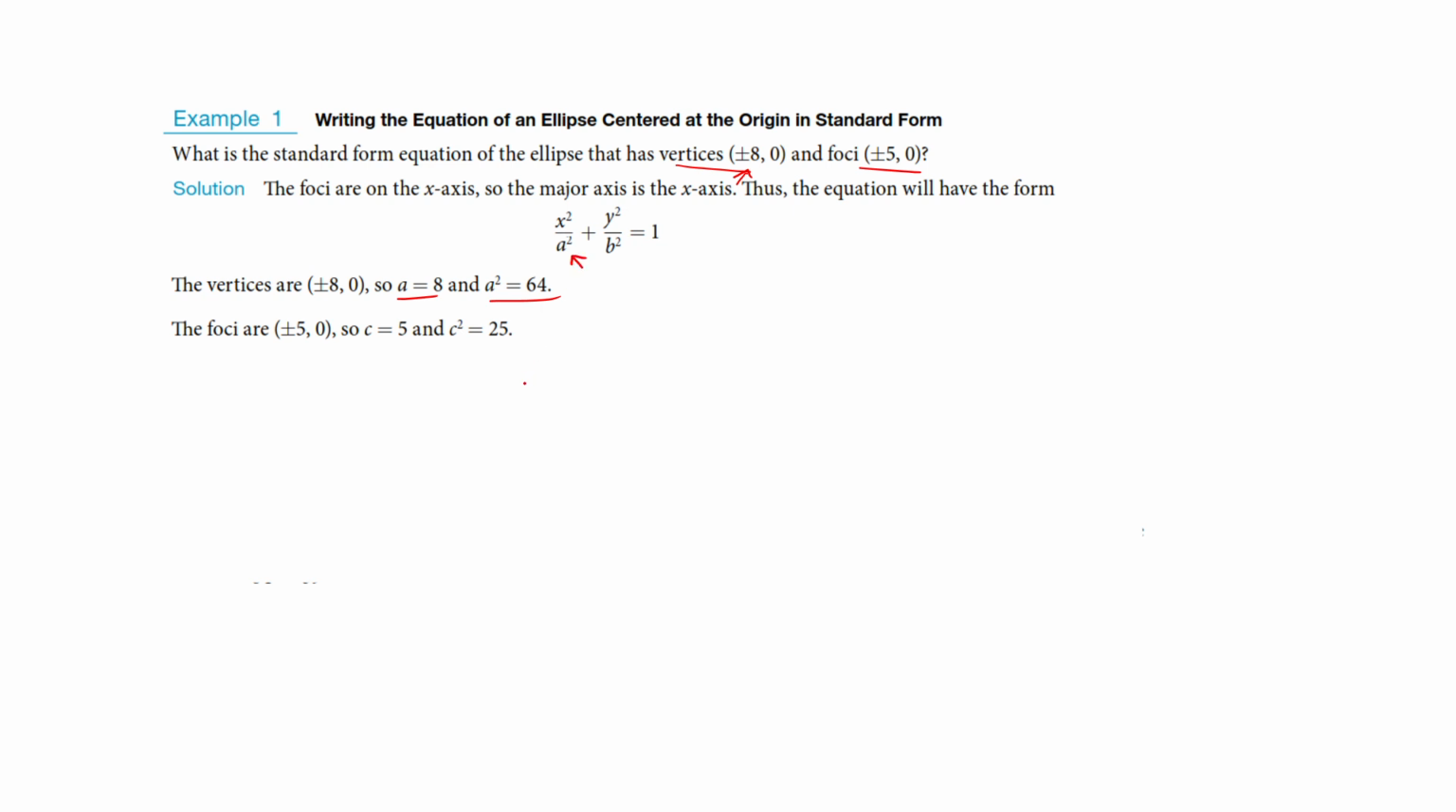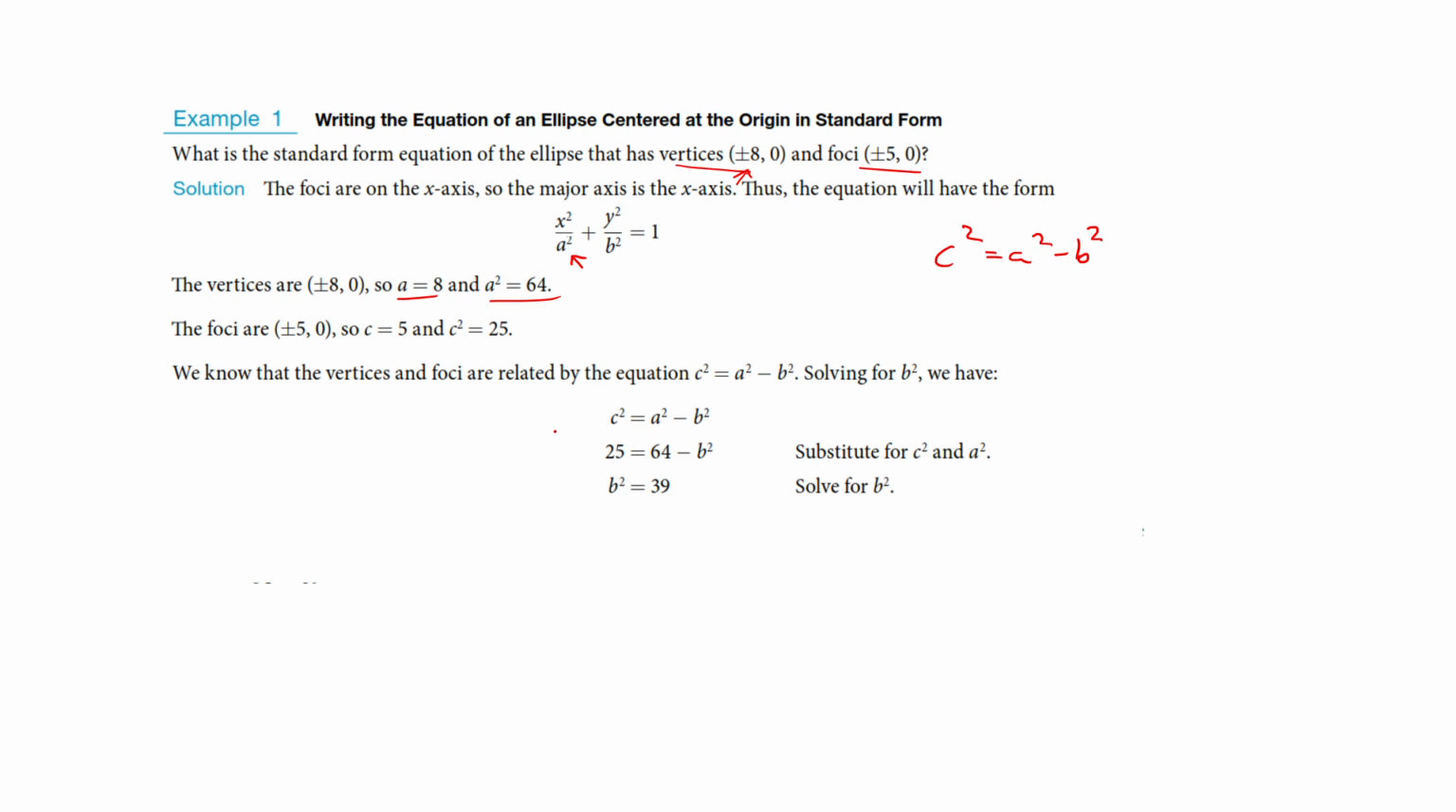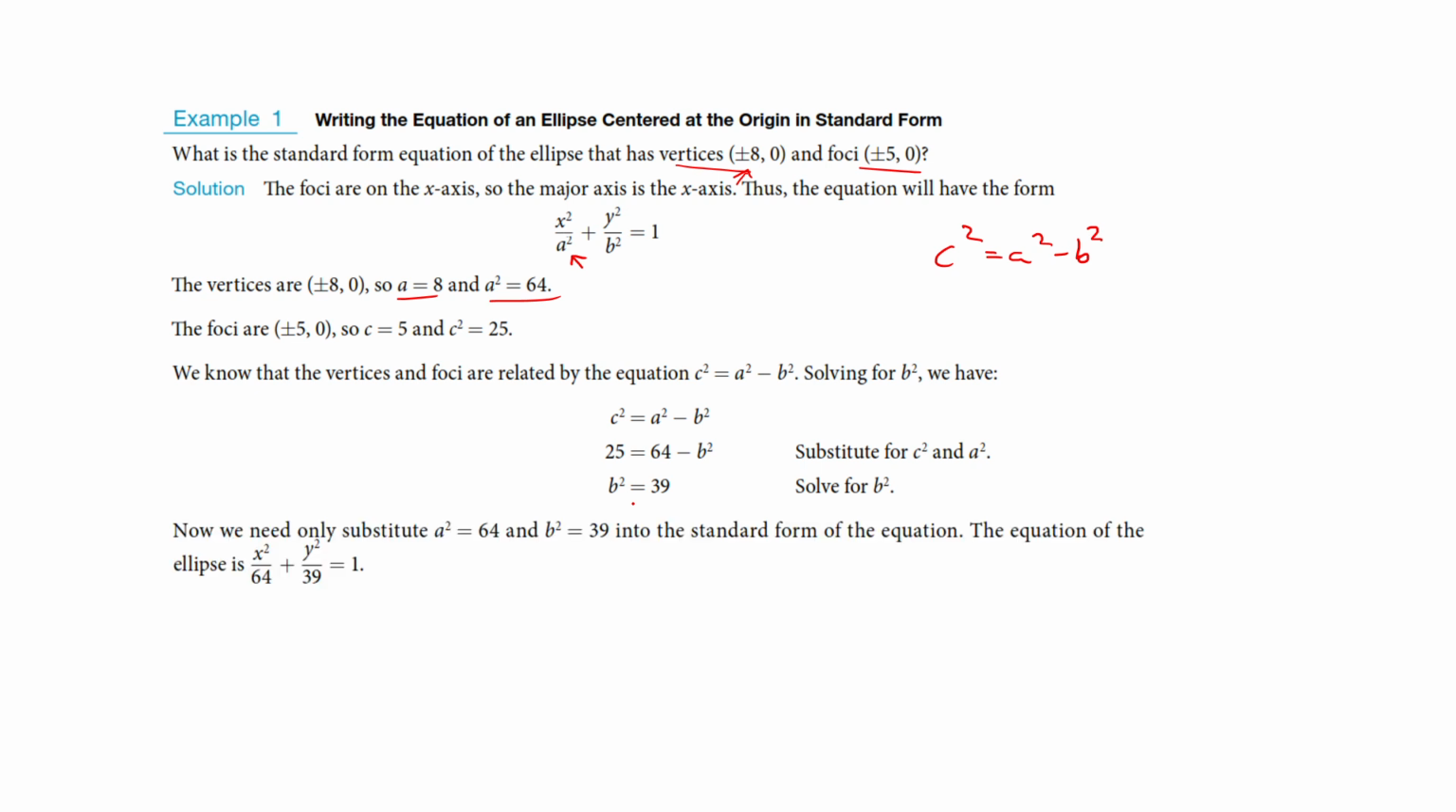Now the formula requires you to square it, so a squared is 64. We know the distance to the foci is 5, so we use the formula c squared equals a squared minus b squared, because we have a and c but not b. Plugging that in, we get 25 equals 64 minus b squared. Solving this, b squared is 39, and so b would be the square root of 39.